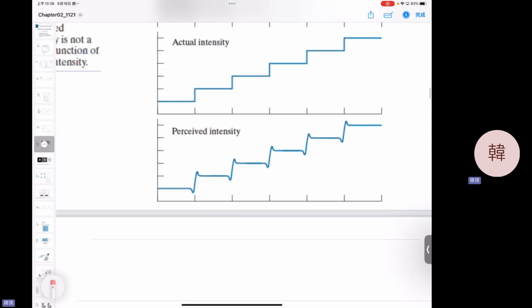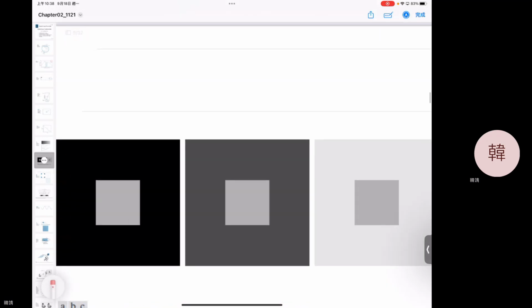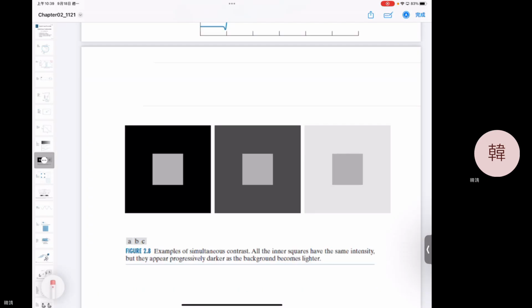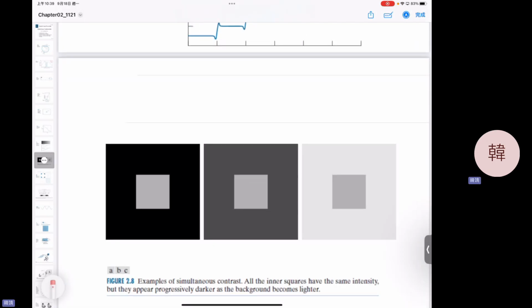So we are human. How about this one? Could you please compare the intensity level inside the three images, the inside small square? Which one is darker? Which one is lighter? The same, but not to human beings. Are you sure? But tell me the feeling. Which one is darker? The inside box. Yeah, it looks darker, right?